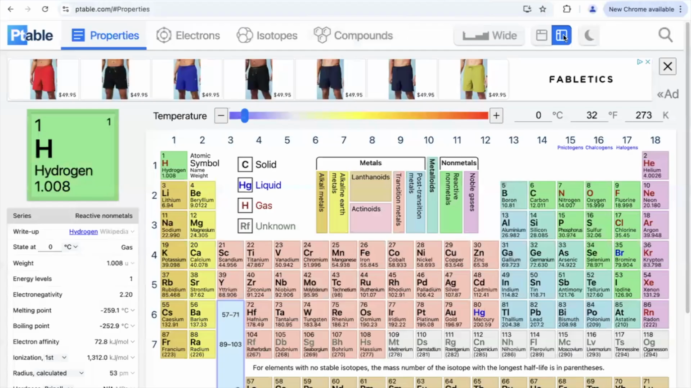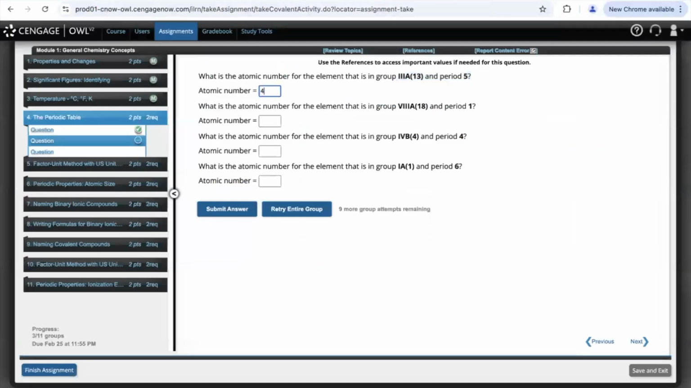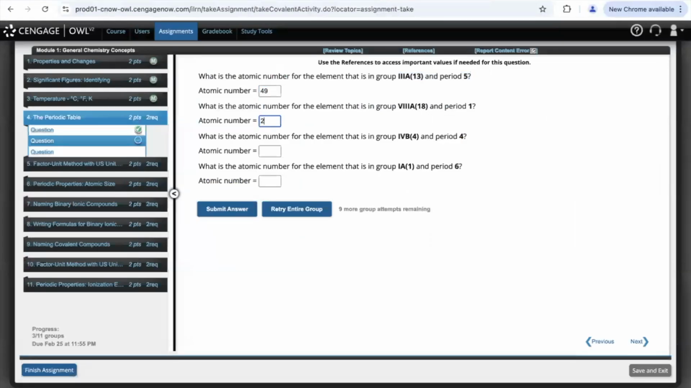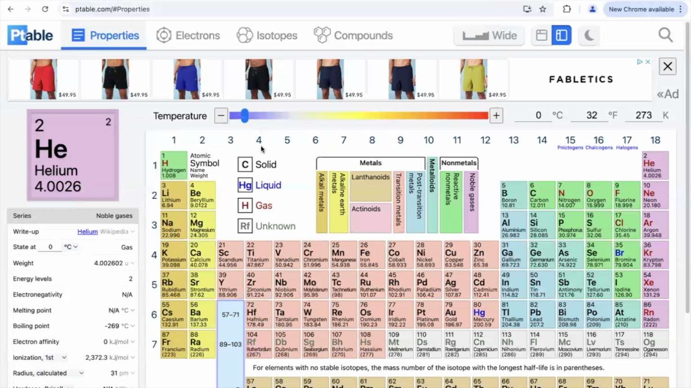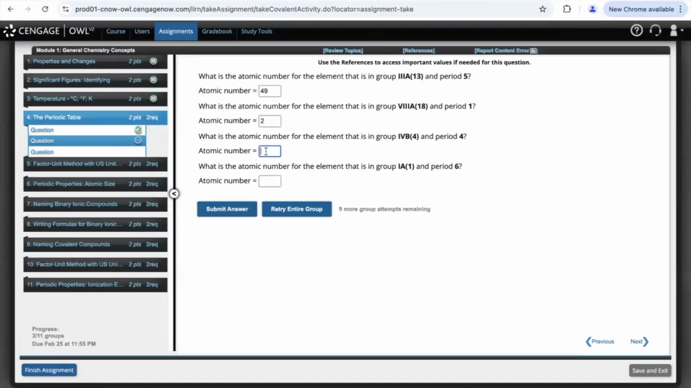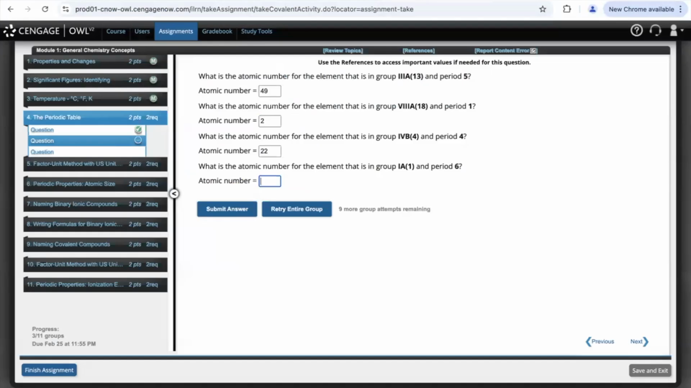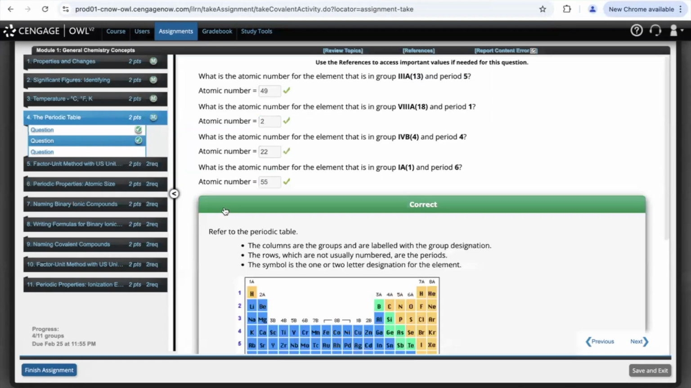So 13.5, IN with a number of 49. 18.1, helium with a number of 2. 4.4, titanium with 22. 1.6, cesium with 55. All right, there we go.